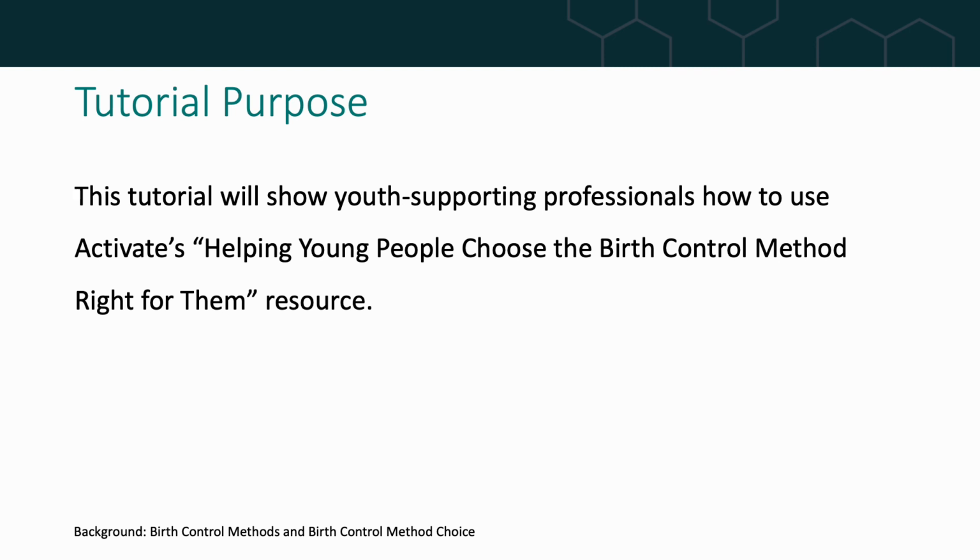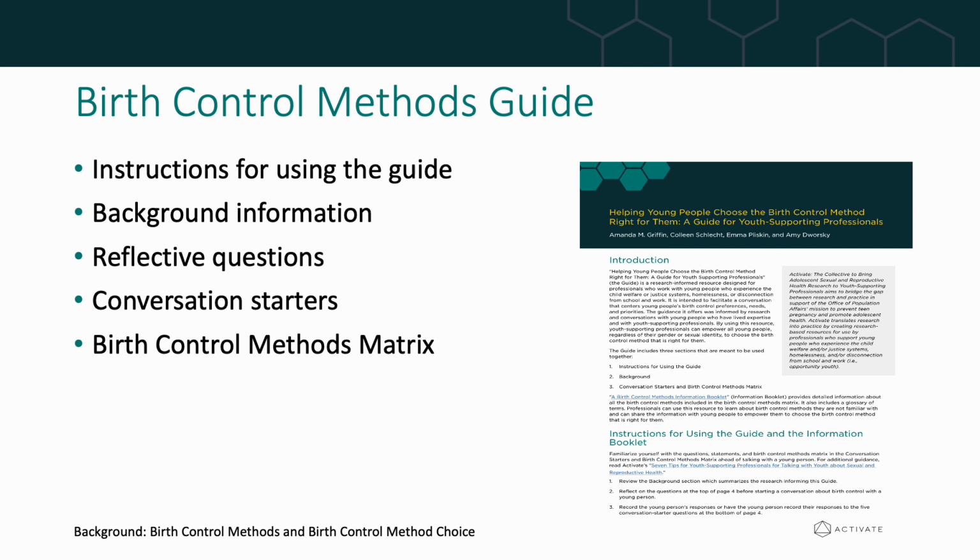from its use. The Helping Young People Choose the Birth Control Method Right for Them resource is a 2-part research-informed resource created by Activate. The resource is designed for youth-supporting professionals who want to help young people make informed decisions about birth control. The first part of the resource is the Birth Control Methods Guide that includes instructions for using the guide, background information, reflective questions, conversation starters, and a matrix that includes 18 birth control methods.